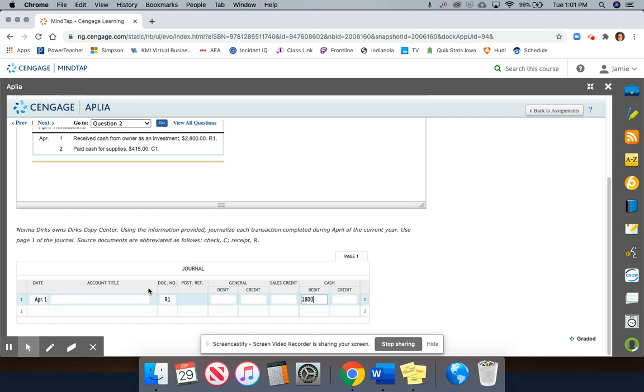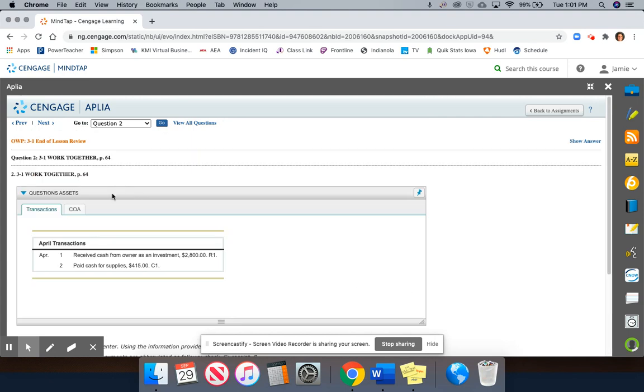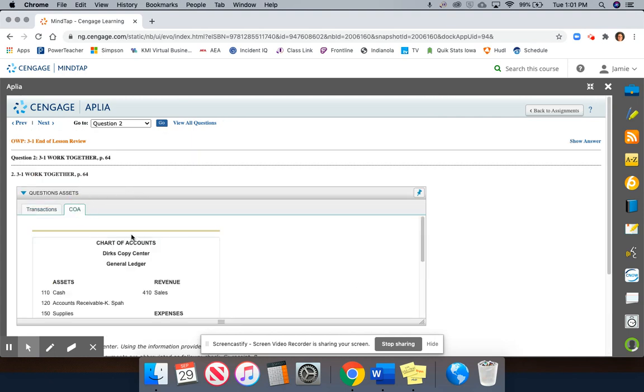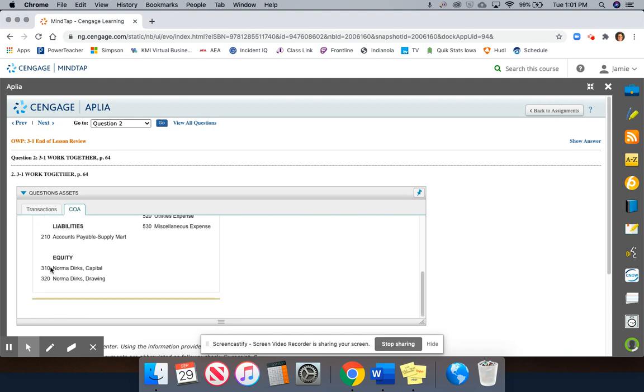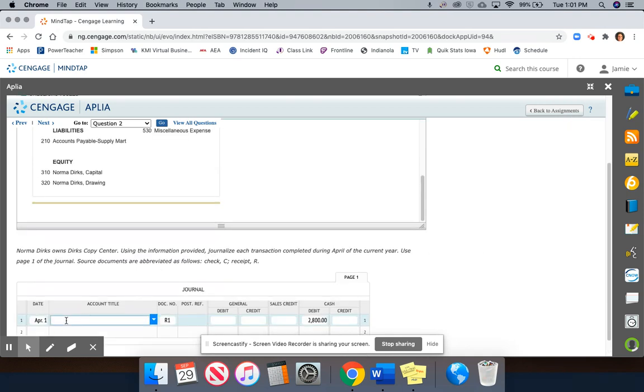2,800. And then the last thing we need is our credit. So received cash from an owner as an investment. I'm going to have to go up in here to our chart of accounts and find out what our owner is named. And it's an investment, so I know we've got the capital account. So I'm going to write in Norma Dirks, capital. And notice if I make a typo, it turns red. So it has to be spelled correctly. And I'm going to credit, because we only credit our capital account.